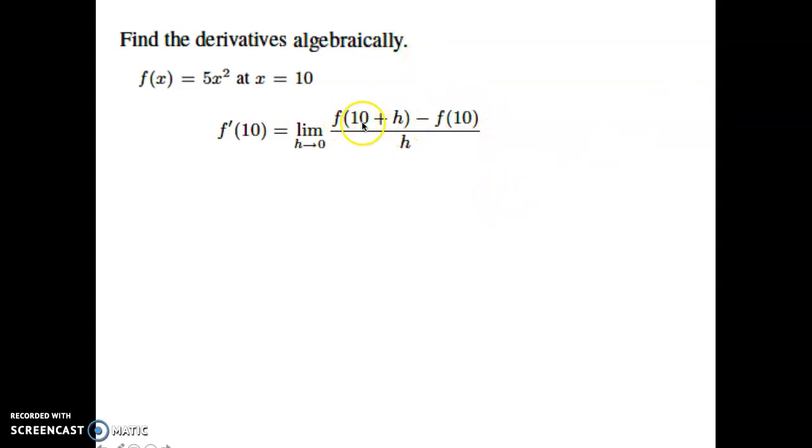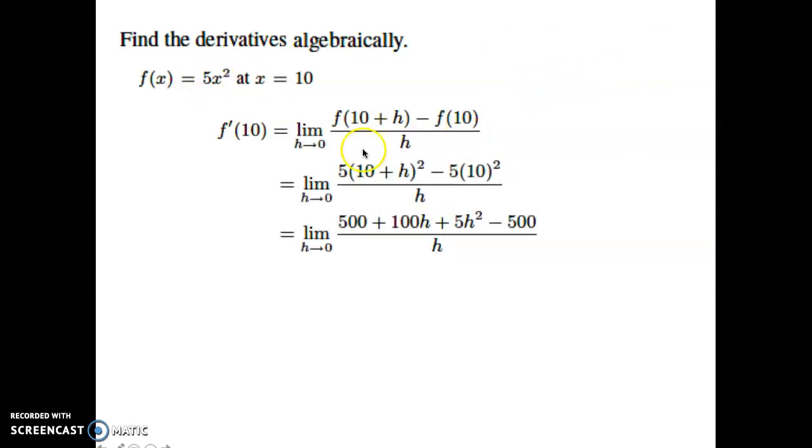Now, what would f of 10 plus h be? Well, we're going to take 10 plus h and put it into the function that we're talking about here, which is 5x squared. So that would be 5 times a plus h, or in this case, 10 plus h squared. That's f of 10 plus h, minus f of 10, which would be 5 times 10 squared, all over h. And we're going to take the limit as h approaches 0.